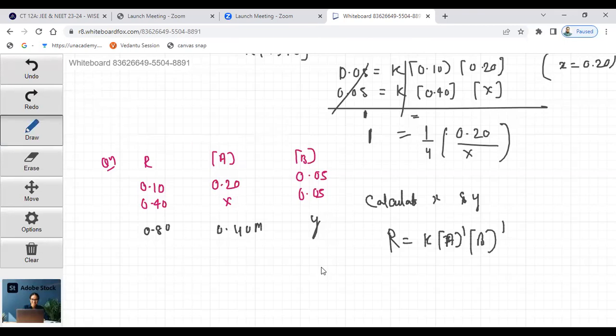If I write the rate value for the first and the second, if we divide the first and the second, we will get the value 1/4. This value will be equal to 0.2. This value will be equal to X. Okay, correct answer, Mohammed Saab, correct answer. There was some mistake in the question. That's why we were unable to get the answer. The X value will be equal to 0.8. And similarly, we will be able to calculate the Y value.